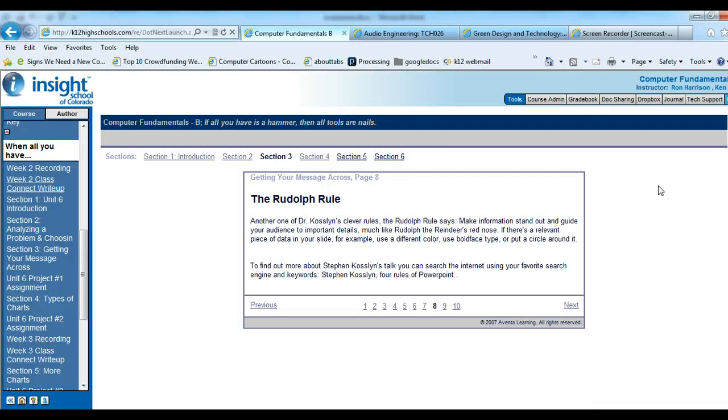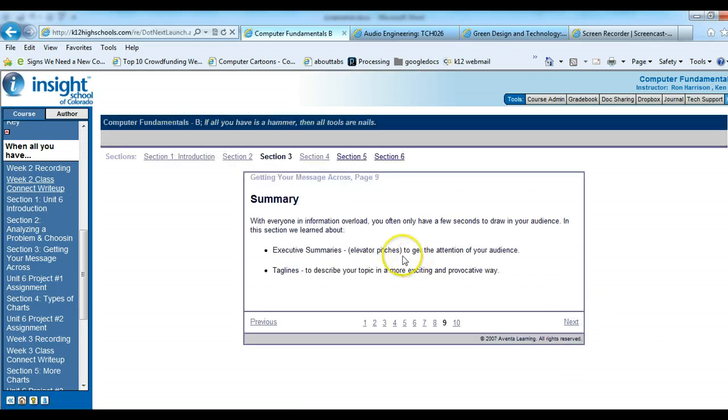Now the Rudolph rule. Rudolph, we know, is the reindeer with the red nose that stands out and all of that. Well, the Rudolph rule can be used in work that you do on computers. You want to make some data stand out on your slides. So you can use a different color for the text. You can make it bold. You can put a circle around it. There are lots of things you can do. So those are just three examples of what you can do with the Rudolph rule to make your information stand out. So you make important information stand out.